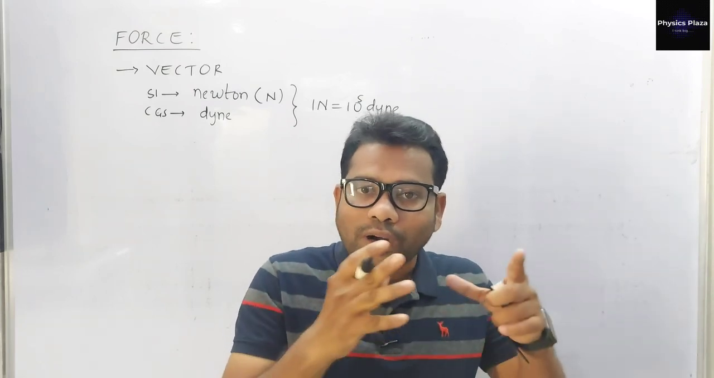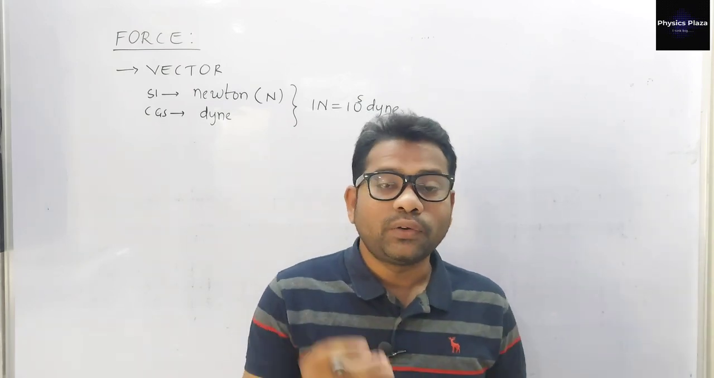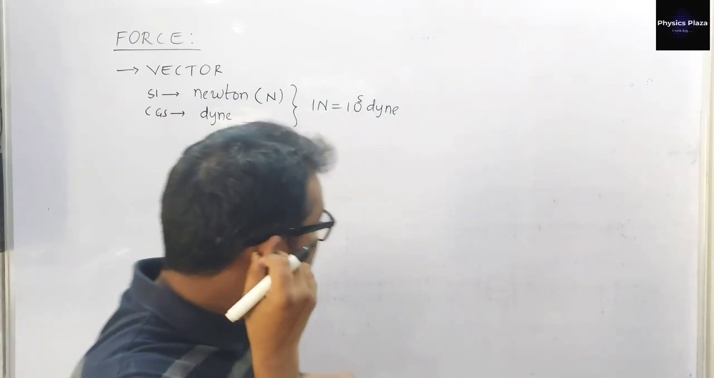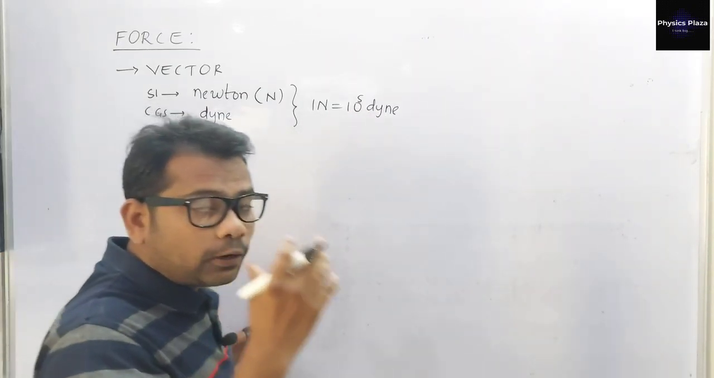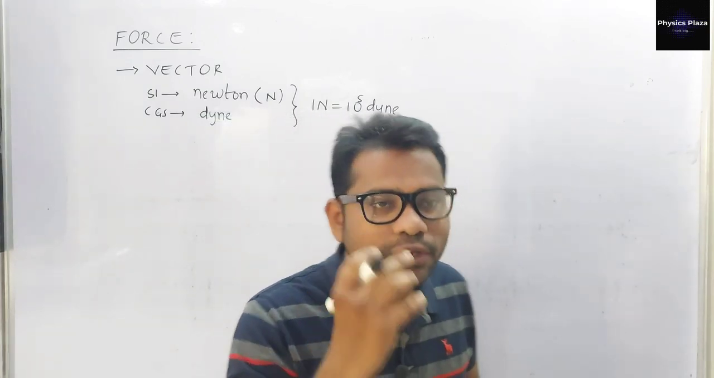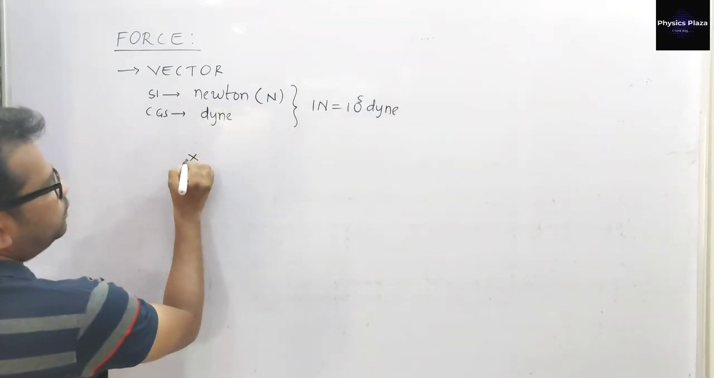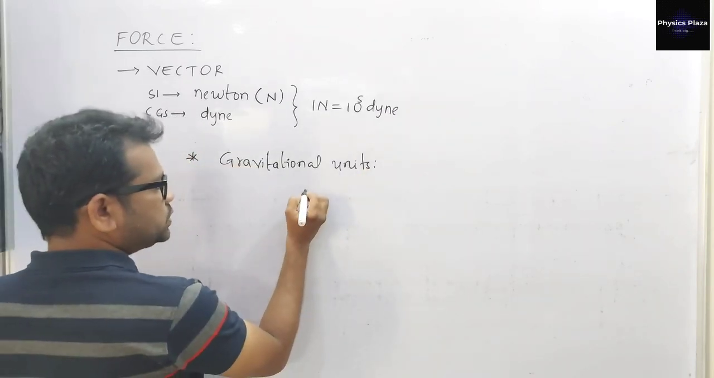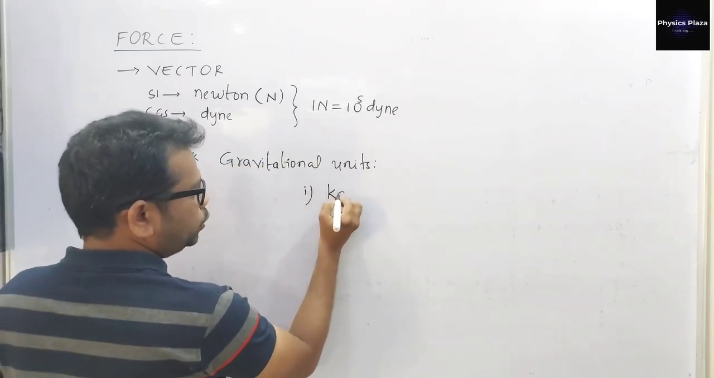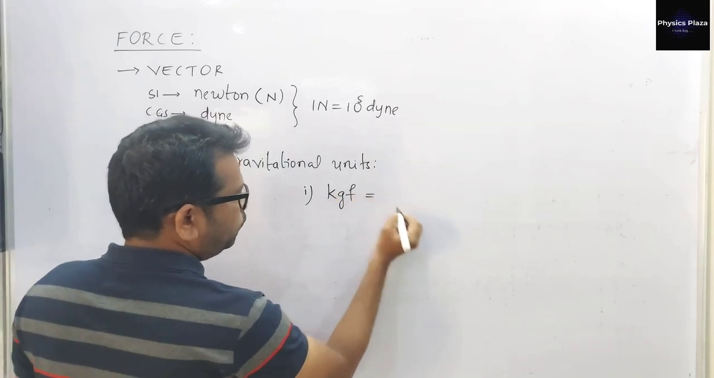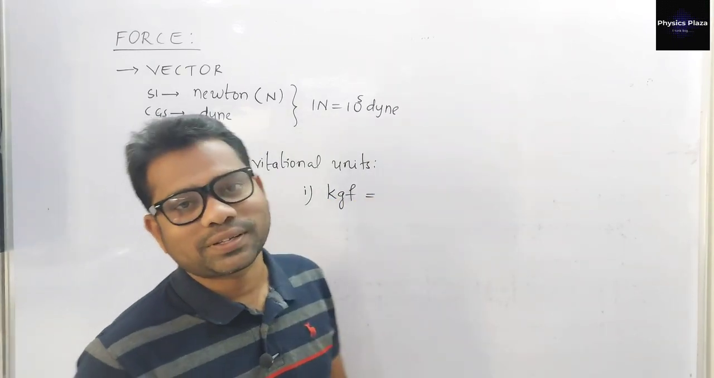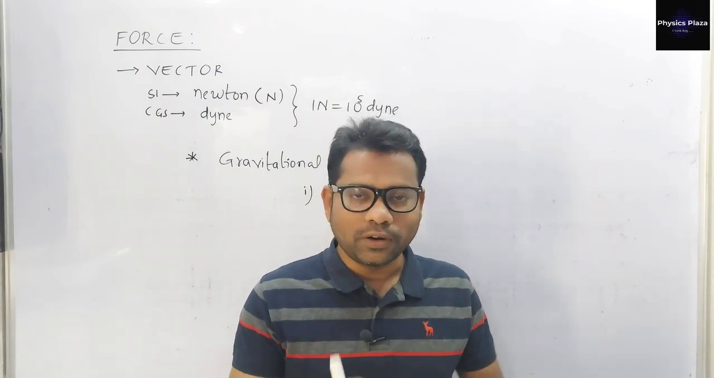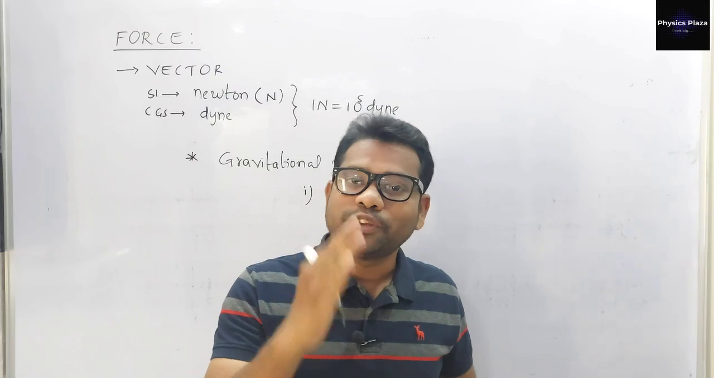So what are the gravitational units of force, children? We have KGF, that is kilogram force. Then we have gram force. Children, it's very very important. 1 kilogram force is equal to how many newtons? Which you have already learned in 9th class. Let us think once again, children. 1 KGF is equal to how many newtons?